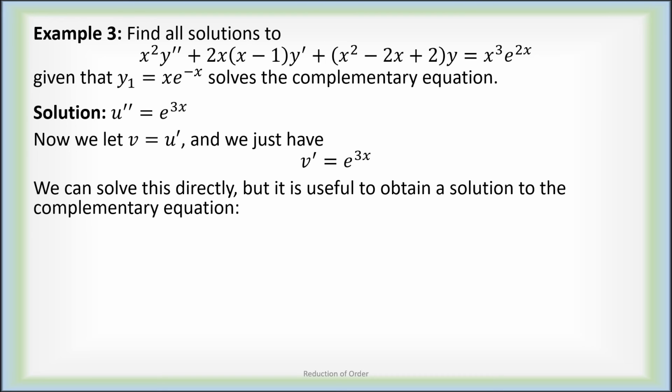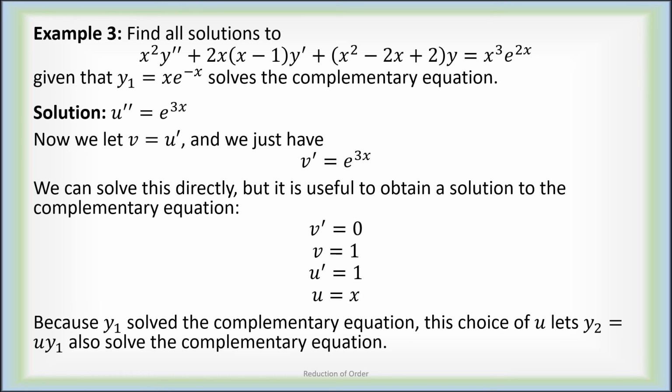So let's find a solution to the complementary equation of v prime equals 0. Well, that just means v needs to be a constant, for example, 1. But that was u prime. So if u prime is 1, well, then u is equal to x. And y1 solved the complementary equation. So this choice of u lets y2 equal u y1 also solve the complementary equation.